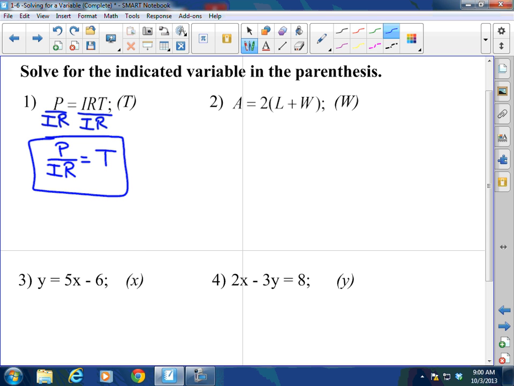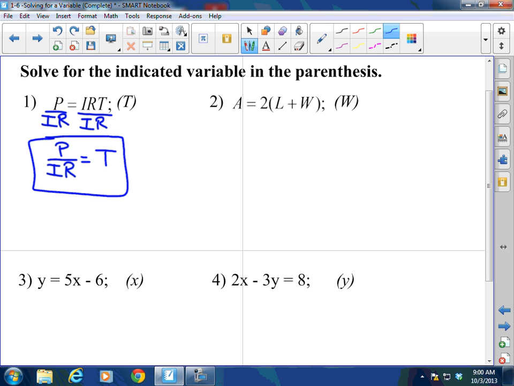That's it. Can I find a value for T using this? No, not right now. You would have to give me the value for P, I, and R. But I have solved this equation for T. Does that make sense, my brothers? All right, let's look at number 2.